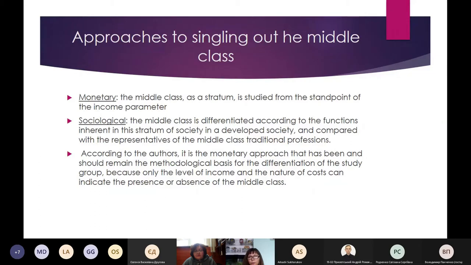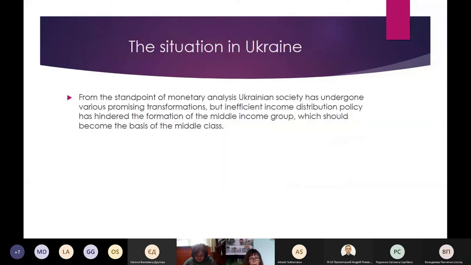There are two approaches to singling out the middle class, monetary and sociological. According to the monetary approach, that is on the basis of the income parameter, and according to the sociological approach, that is according to the functions and traditional professions inherent in this stratum in a developed society, the middle class is singled out. According to the authors, it is the monetary approach that has been and should remain the methodological basis for the differentiation of the middle class. But from the standpoint of monetary analysis, Ukrainian society has undergone various promising transformations, but inefficient income distribution policy has hindered the formation of the middle class income group, which should become the basis of the middle class.